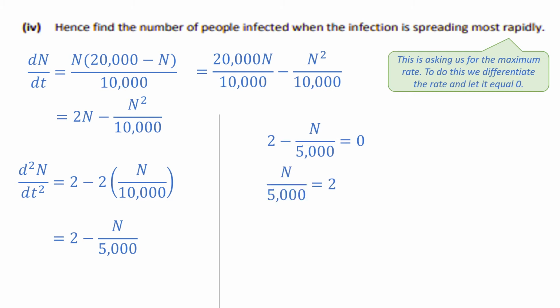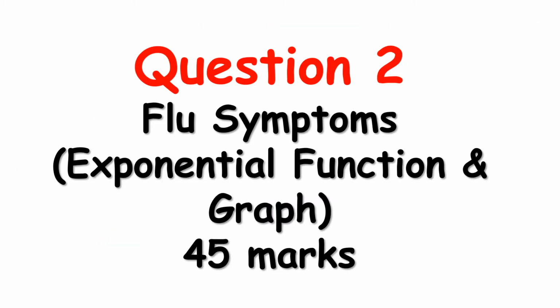So I take a 2 from both sides. I'm then going to change my sign so it becomes n over 5,000 equals 2. I'm going to multiply both sides by that 5,000 and that will give me n equals 10,000. This is not the maximum number of people that are infected. Instead, this is the number of people that are infected when the infection is at a maximum rate. So it's where it's spreading most rapidly.